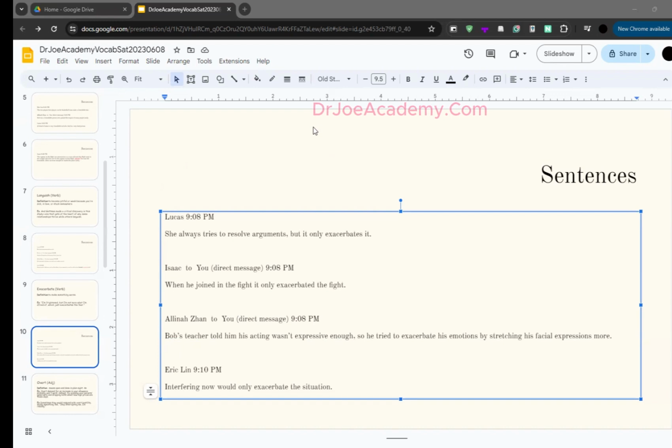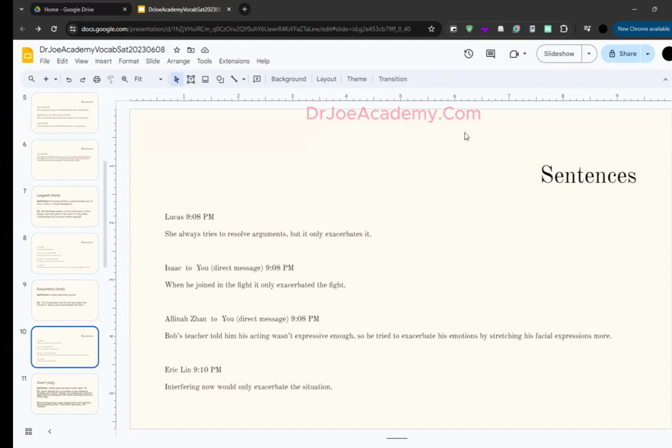And Isaac, do you want to read your sentence? He joined in the fight, it only exacerbated the fight. Well done, Isaac. Great sentence as well. And Alina, do you want to read your sentence?